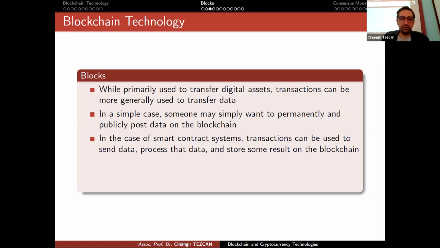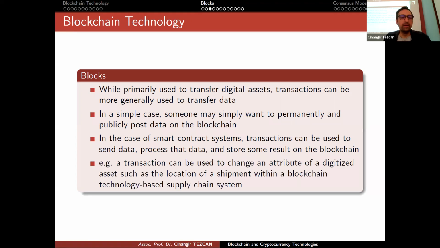In the case of smart contract systems, transactions can be used to send data, process that data, and store some results on the blockchain. NFTs are some examples of this. For example, a transaction can be used to change an attribute of a digitized asset, such as the location of a shipment within a blockchain technology-based supply chain system. So if you create a blockchain for a supply chain system, you can create smart contracts which modify the location of a shipment and so on.